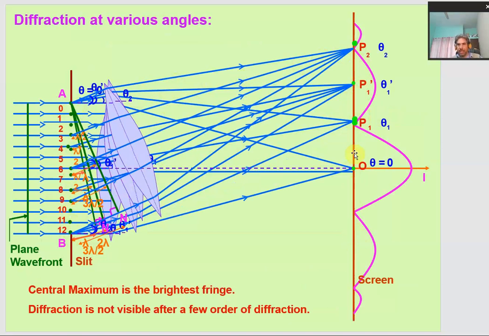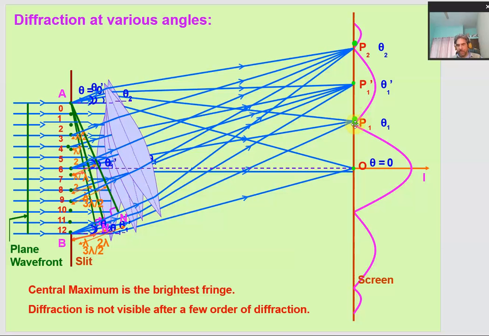At the center of the screen, they interfere constructively and hence produce a bright fringe where the intensity of light is maximum. Then as we move away, we get a dark fringe at position P1, for example, on either side. At this point the light coming from different sections of this slit interferes destructively, so the intensity of the light will be minimum.